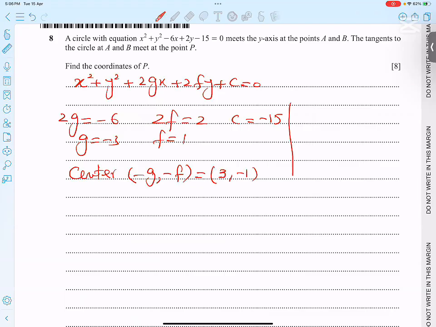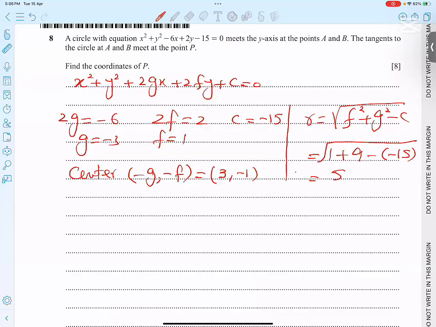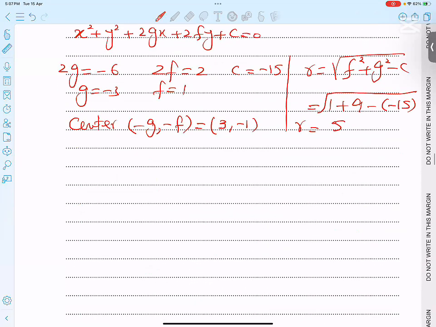Now, how to get the radius? The formula of the radius is very clear: root of f squared plus g squared minus c. f squared is 1 to the power 1, and this is 9, and this negative becomes plus 15. I got 25, and 5 is the radius. So I believe this part is very clear, though he's not asking for the radius, it is just important to do it. So let's start.